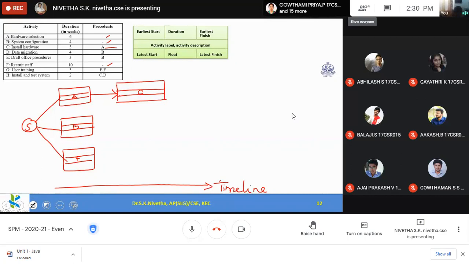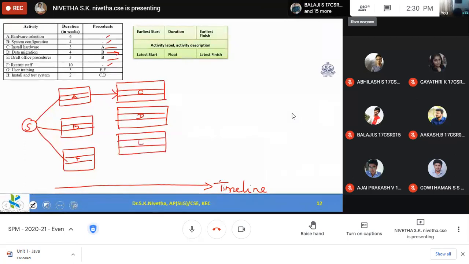Then after B is completed, D can be started. So here I can draw D. This is activity D. And after B is completed, one more activity can also be started. That is activity E. So that also I am drawing. So B leads to 2 activities, D and E. Okay. So now F is already drawn.